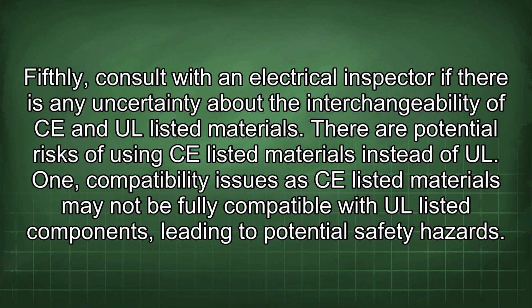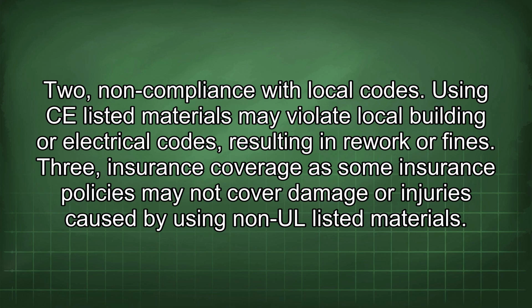There are potential risks of using CE listed materials instead of UL. 1. Compatibility issues, as CE listed materials may not be fully compatible with UL listed components, leading to potential safety hazards. 2. Non-compliance with local codes. Using CE listed materials may violate local building or electrical codes, resulting in rework or fines.